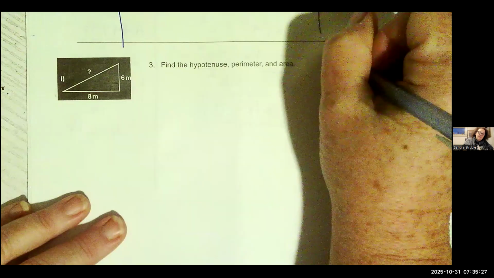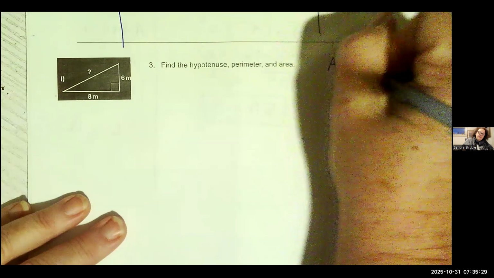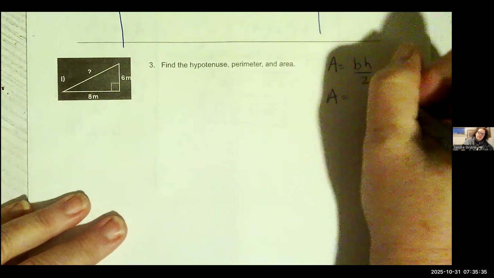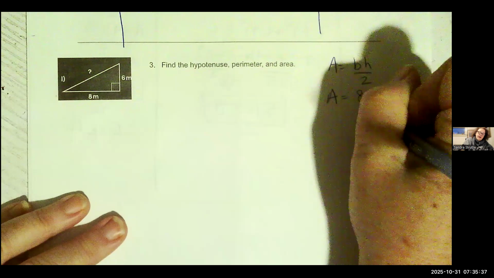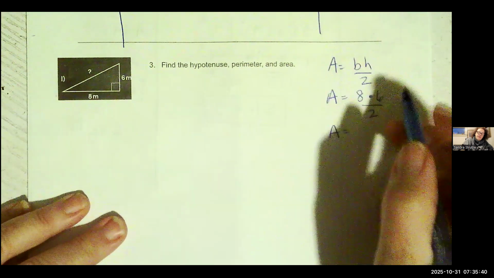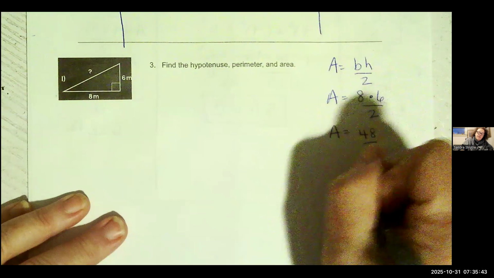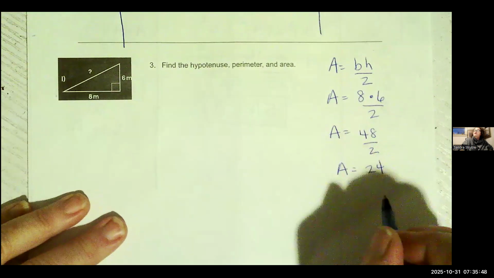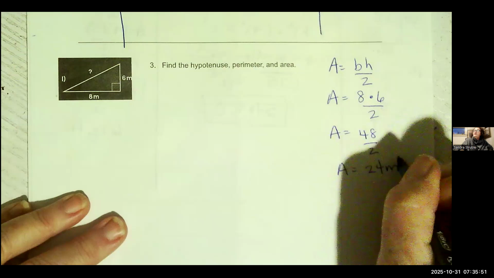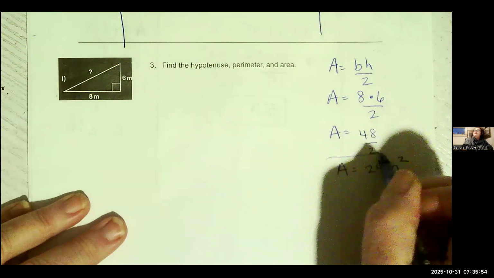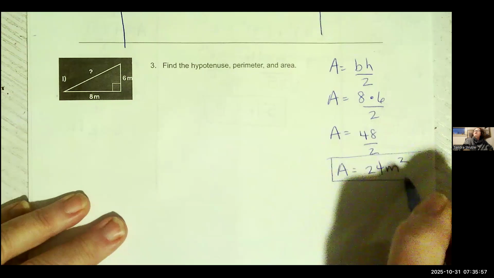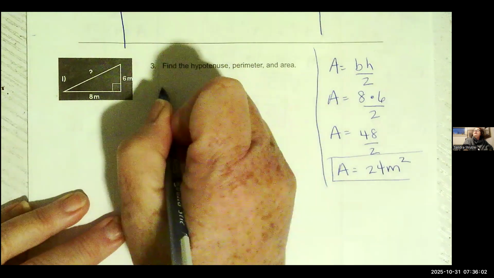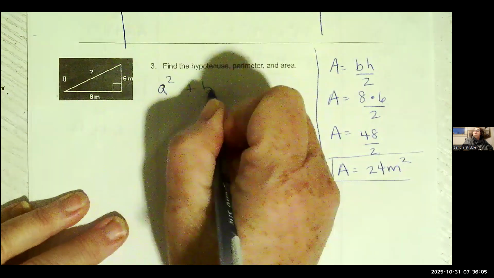Area is base times height divided by 2. 8 times 6 divided by 2. 8 times 6 is 48. Divided by 2 is 24. Again, units, very important. It's not just meters, it's meters squared. There's your area. All right, we can't find the perimeter until we find that hypotenuse. So a squared plus b squared is equal to c squared. Again, doesn't matter which one's a or b.